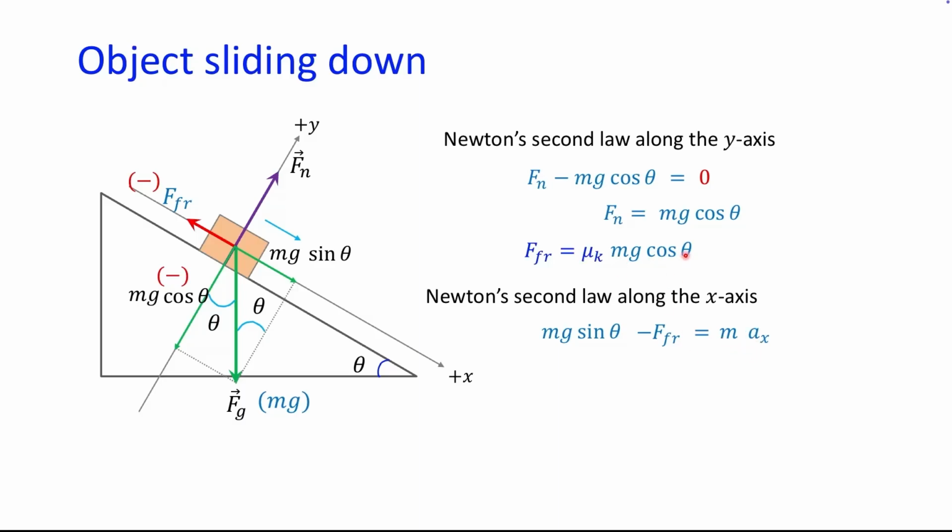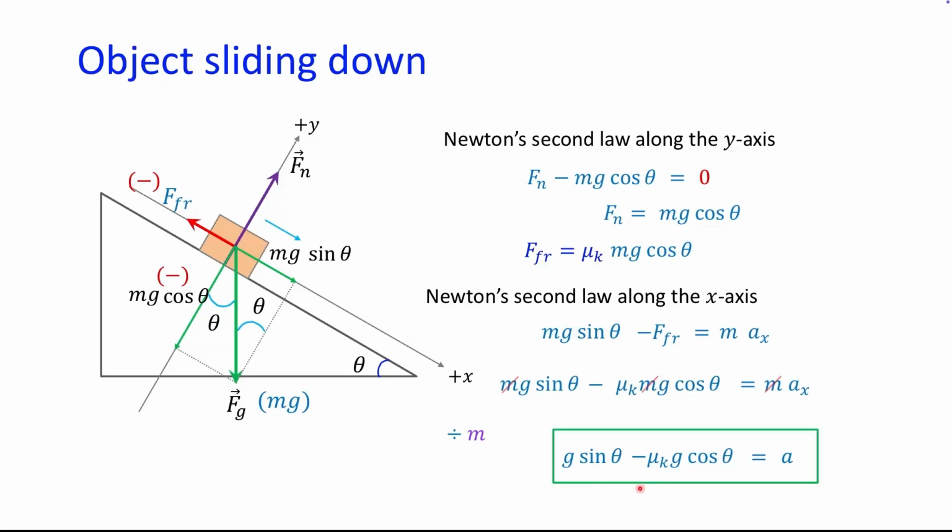Next, substitute this for the force of friction. All the terms have m, so we can divide the m out. And we get this equation. Since the y component of acceleration is 0, the acceleration of the object is just the x component of the acceleration. This is the equation for the acceleration. Note that there is no m in this equation. So the acceleration is independent of the mass of the object.